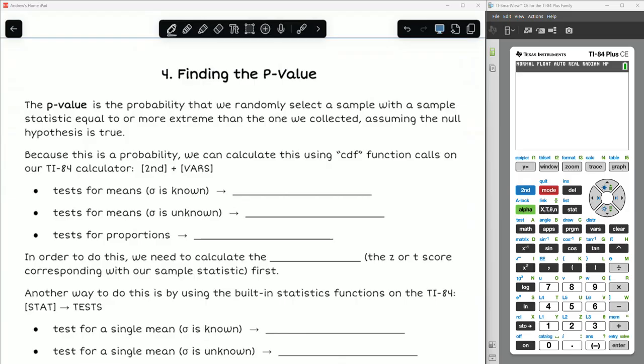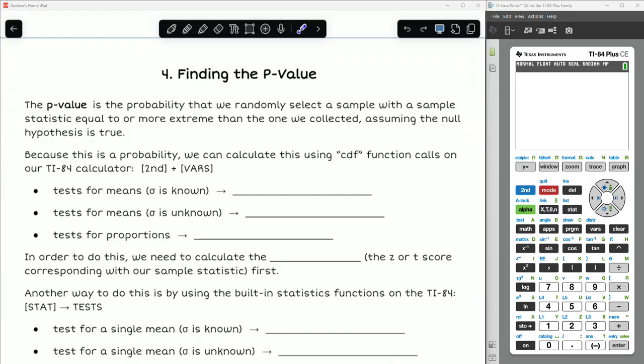So how likely is it that we end up where our sample was or more extreme, assuming that the statement about the population that we were given is true? Because we are calculating probability, and we know how to do that for the normal distribution and the t-distribution, we can calculate these probabilities using the CDF function on our calculator.